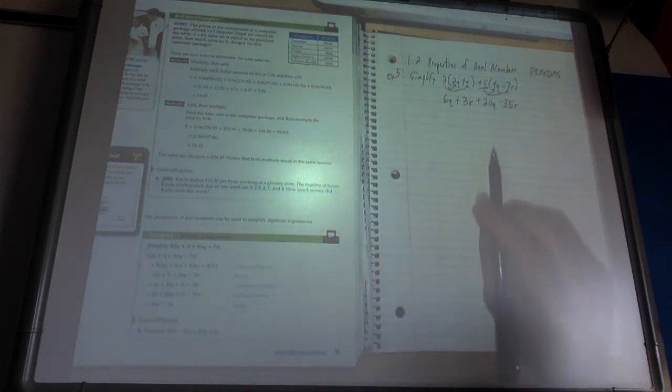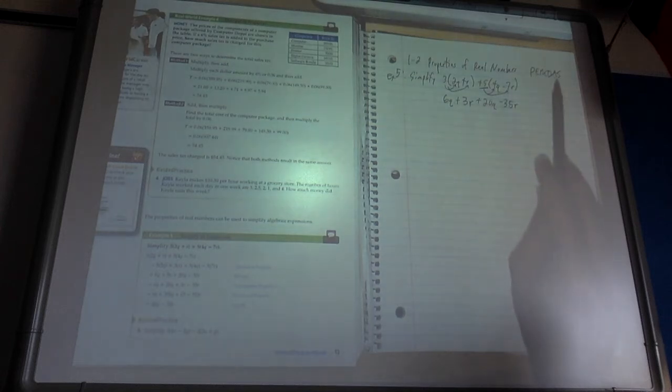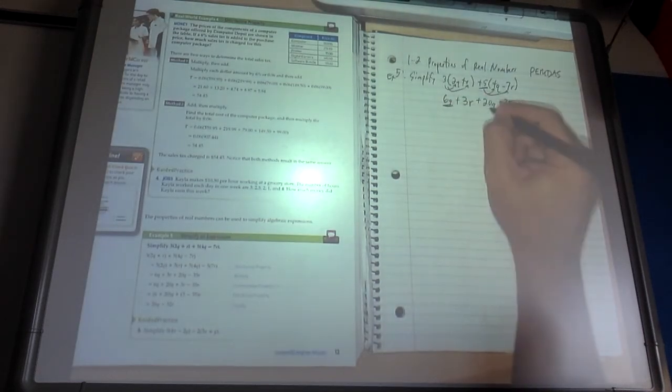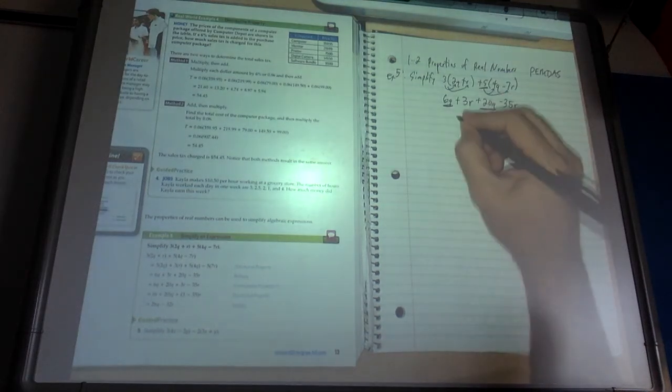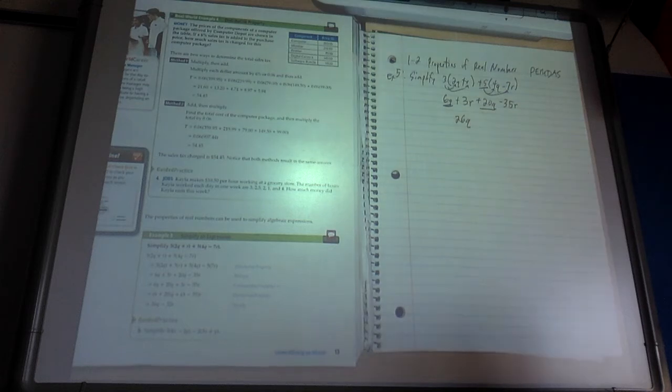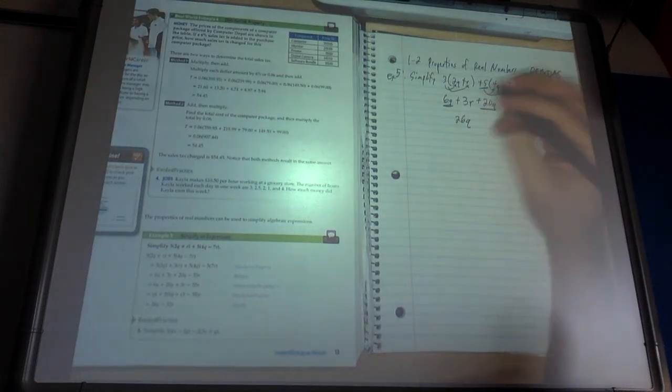All right, at this step, we've got to see if we've got like terms. I got a bunch of addition and subtraction. So for PEMDAS, we can just kind of do it all. If you want to go from left to right, that's fine. But pay attention to your like terms. So my q's go together. So 6q plus 20q makes 26q. All right? And then my r's go together.